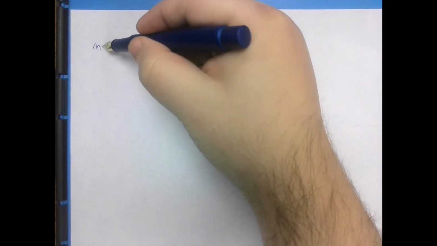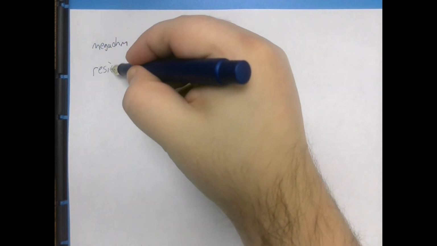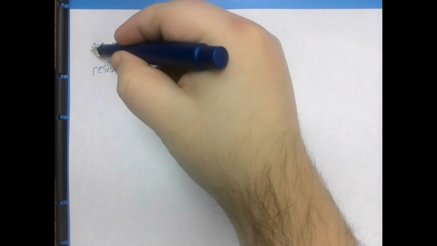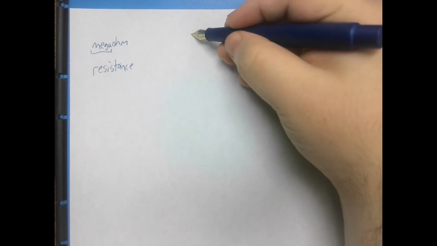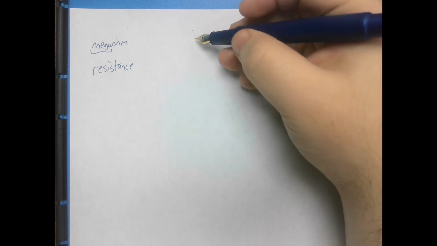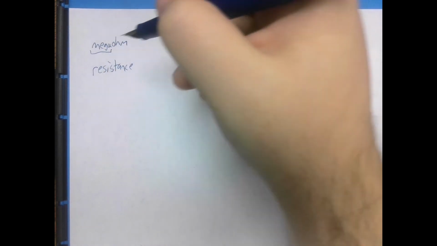Let's see, what other equations do we have? What's a mega ohm? A unit of resistance. So I've been mostly avoiding the prefixes, but you can just ignore prefixes. All this mega means is a million ohms.